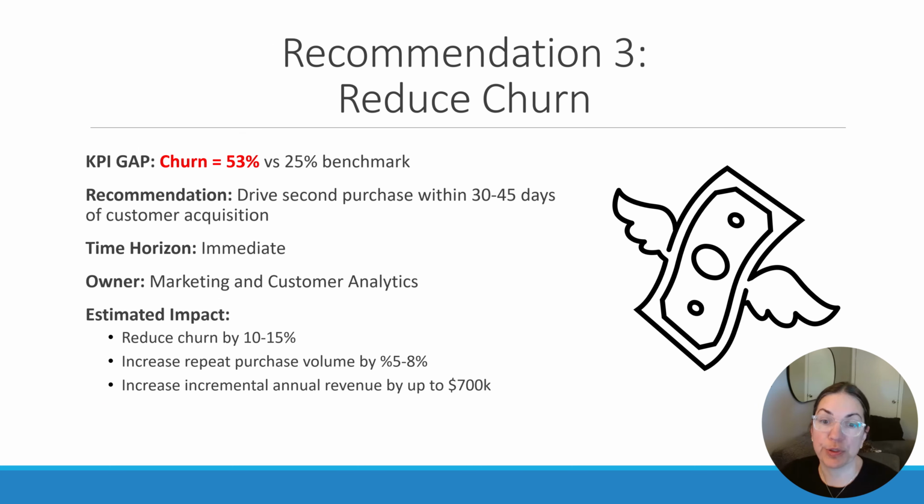Recommendation 3 is to reduce churn. Churn is the most critical issue at 53%, or more than double the benchmark, indicating significant early customer drop-off. The most effective intervention is driving a second purchase within 30 to 45 days using personalized recommendations and targeted follow-ups. Because purchase frequency is the strongest driver of retention, this initiative is expected to reduce churn by up to 15% and generate up to 700K in incremental revenue.